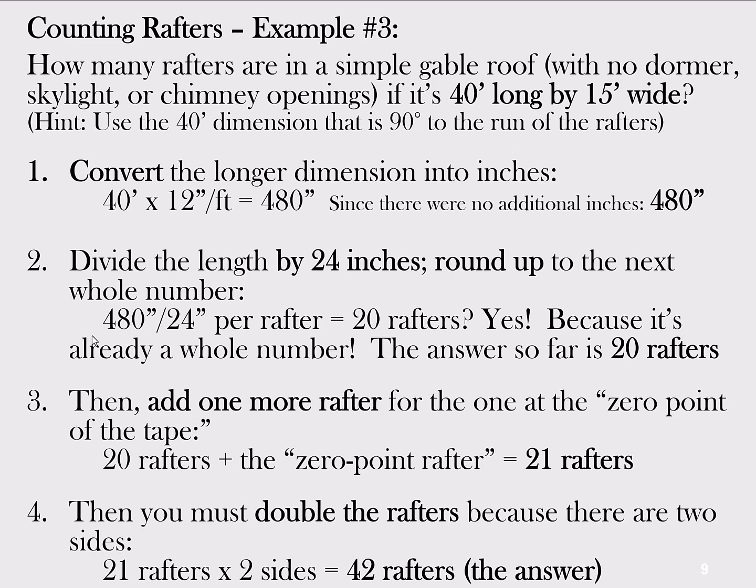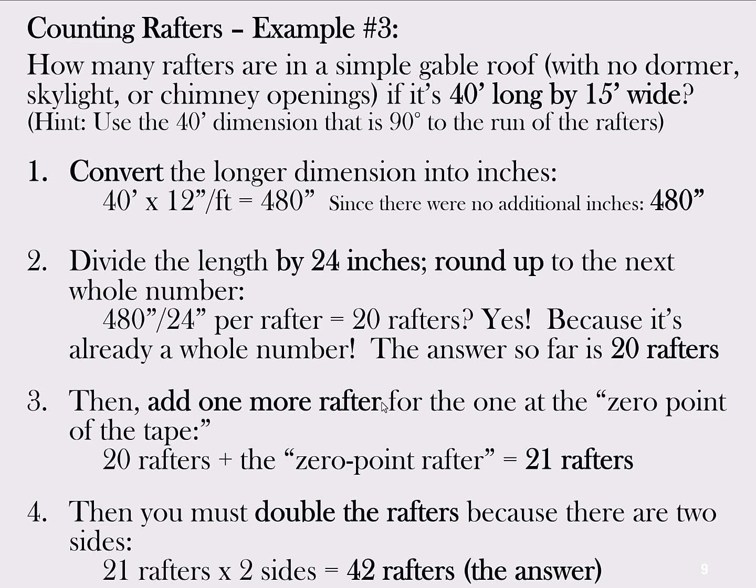Well, let's see. 480 inches divided by 24 inches per rafter is 20 rafters. Do we just use 20 rafters or do we round it up? Well, if it's exactly 20 rafters like it is here, yes, we use it because it's already a whole number. So the answer is just simply 20 rafters. No rounding necessarily. It's already a whole number. So 20 rafters. We bring that down to step 3.